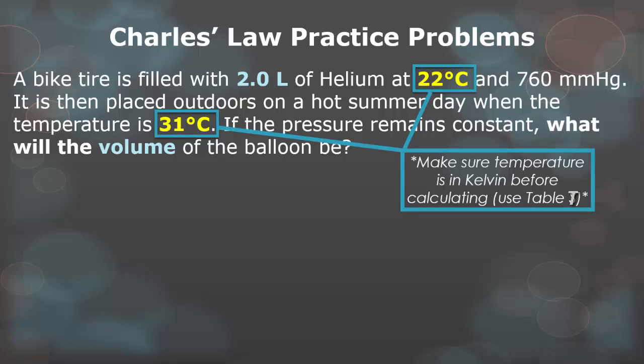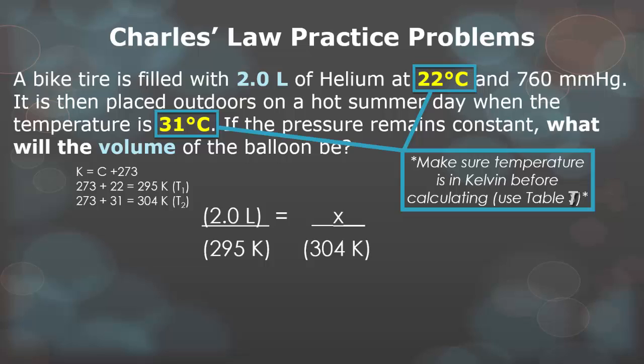First thing we need to notice is that this is in Celsius. And again, these variables have to be changed into Kelvin before we can do anything. So using Table T, you can see that Kelvin is equal to Celsius plus 273. So you take 273 plus 22 degrees, and you get 295 for the first temperature, and then you'll get 304 for the second temperature.